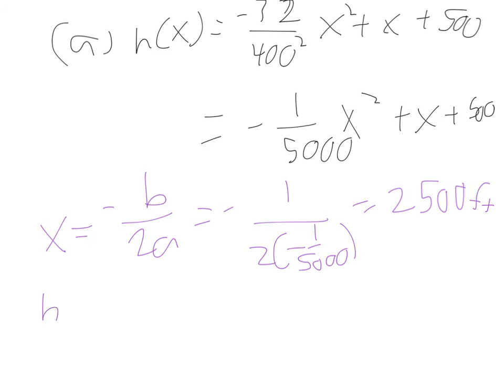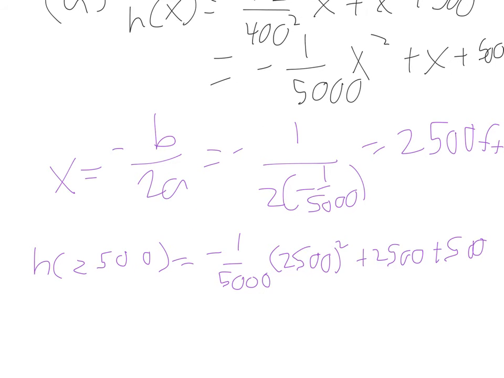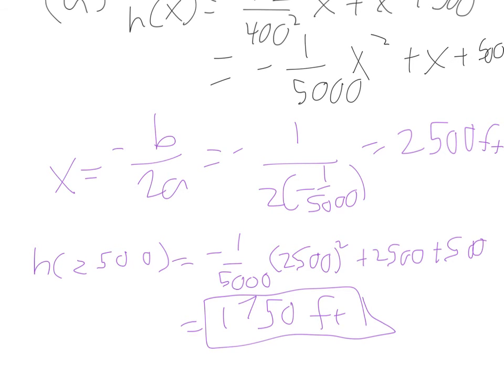So now to figure out the maximum height, you plug 2,500 into your formula. Negative 1 over 5,000 times 2,500 squared plus 2,500 plus 500. And using my mental math skills, that gives you a maximum height of 1,750 feet. And yes, I did do that in my head. I totally do not have the book in front of me with the answer in it.